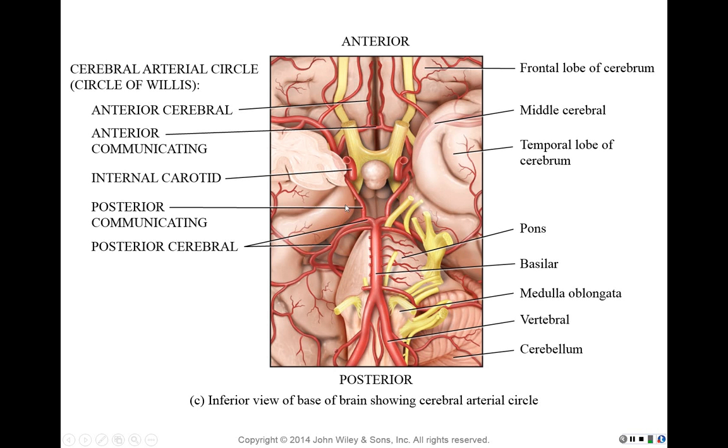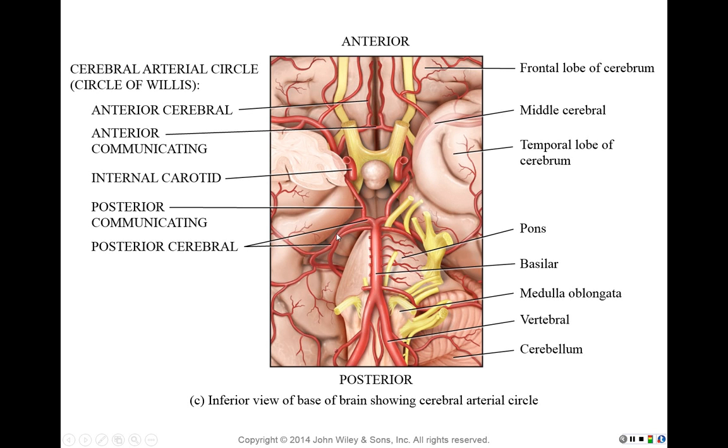Both carotids match on both sides. Here are the vertebrals. You've got both of them matching as well. They come together here and form the basilar artery, and then they have a branch of a posterior cerebral coming off this way, and also on this side coming off that way.